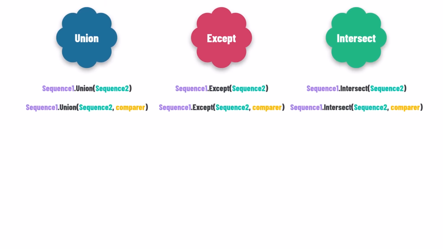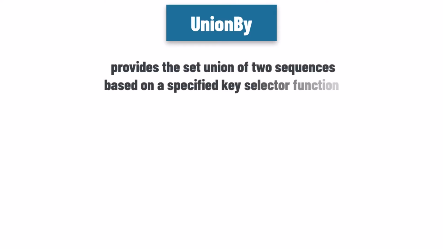Now, let's turn our attention to UnionBy method. This method provides the set union of two sequences based on a specified key selector function. It's ideal for when you need to focus on a specific property within complex data types, not the entire object. For example, to find the union of two tables based on the content of one column, UnionBy is the method of choice. This method also comes with two overloads.